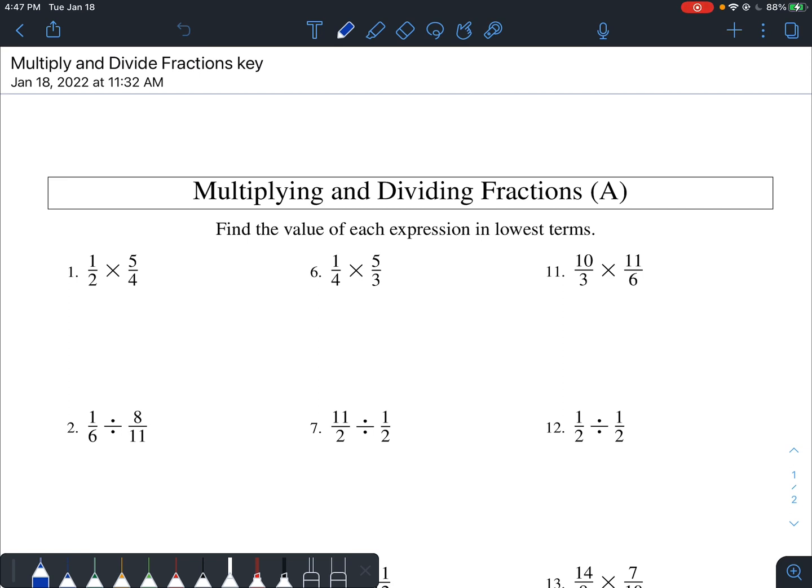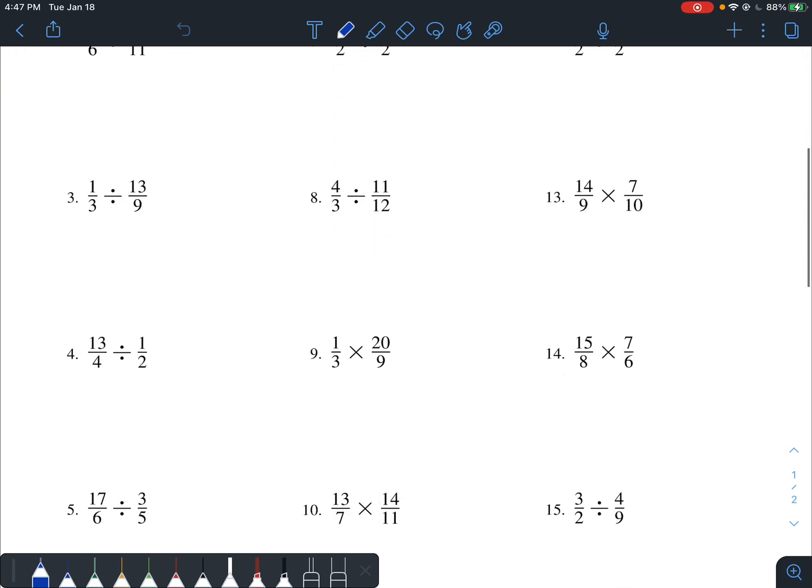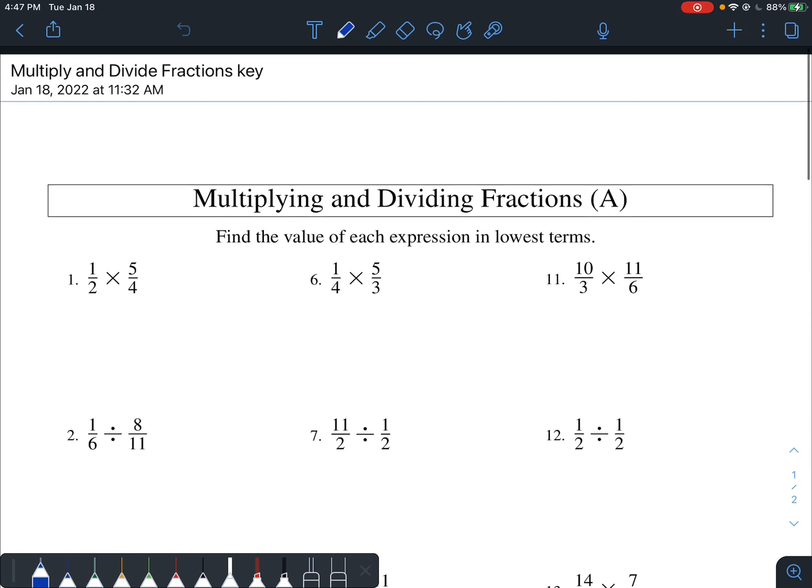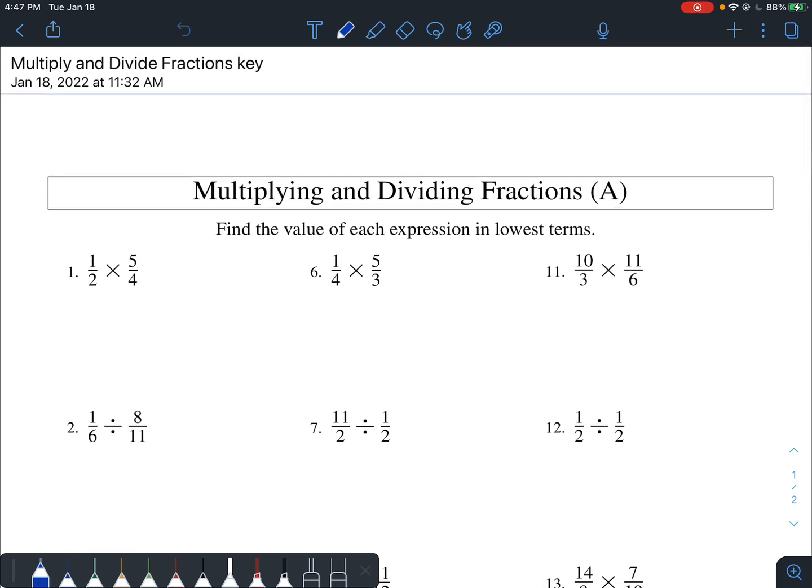I would recommend that you do this worksheet and another one that we're going to be doing in preparation for Chapter 6 that we'll be covering in the next unit.